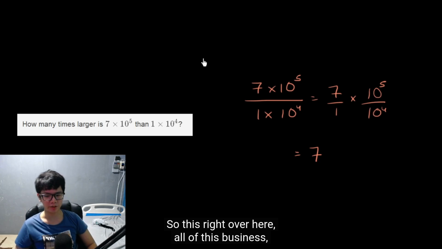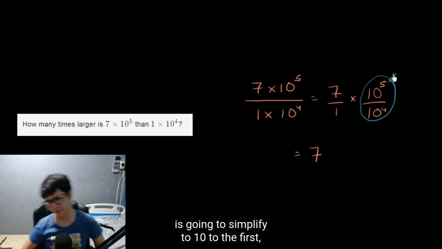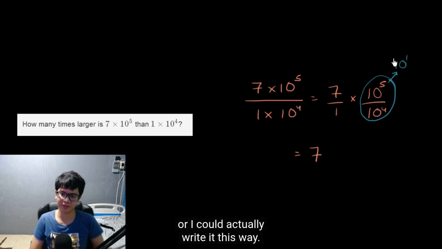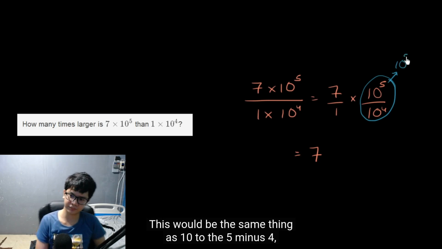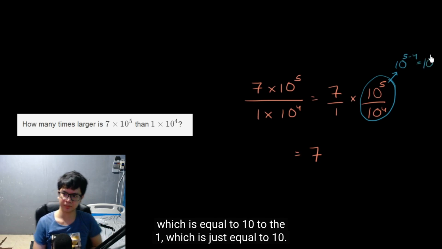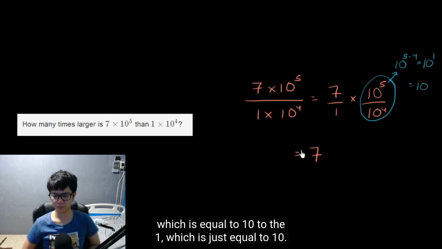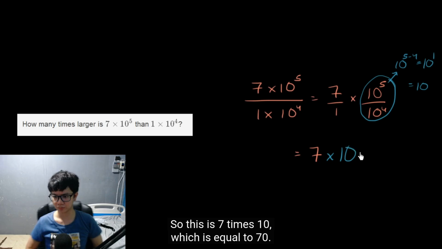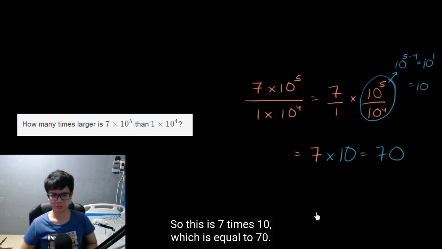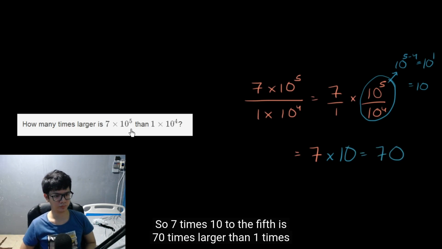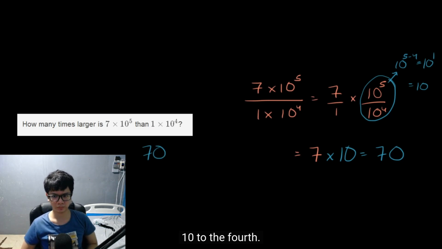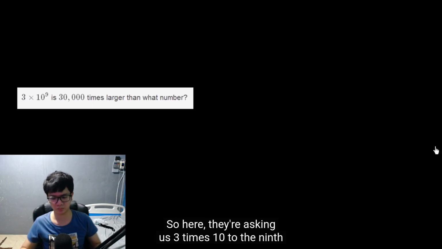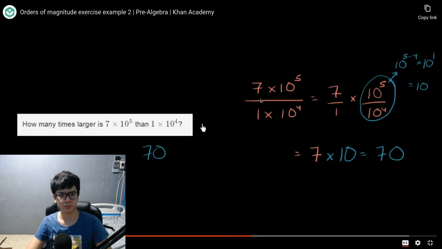So all of this business is going to simplify to 10 to the first, or I can actually write it this way. This would be the same thing as 10 to the 5 minus 4, which is equal to 10 to the 1, which is just equal to 10. So this is 7 times 10, which is equal to 70. So 7 times 10 to the 5th is 70 times larger than 1 times 10 to the 4th. Let's do one more.